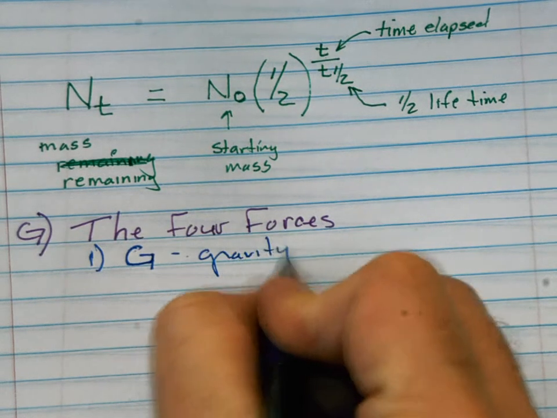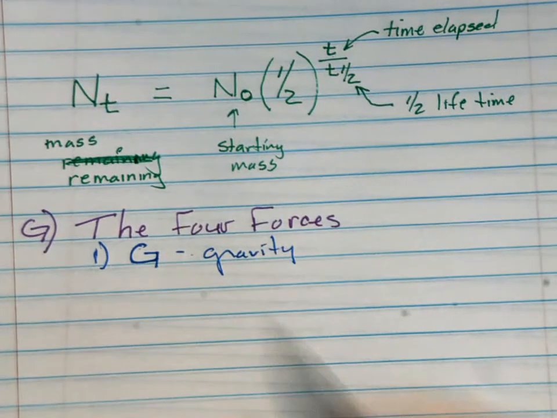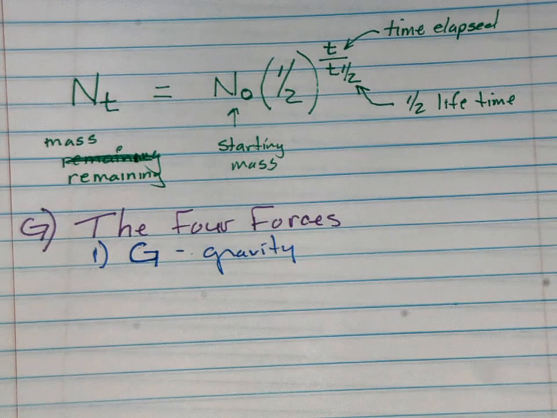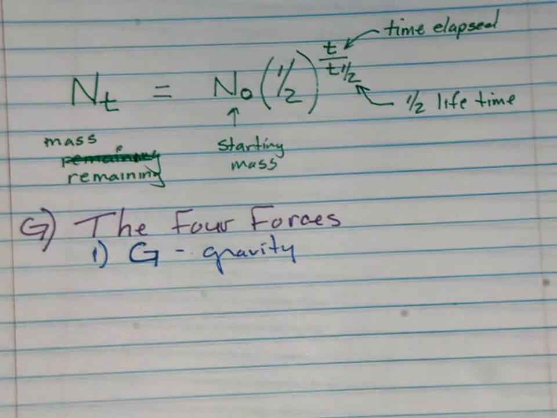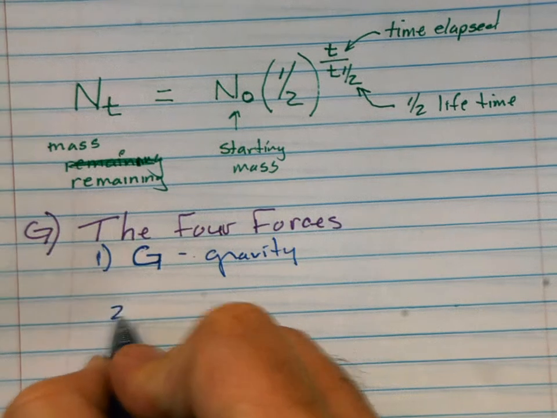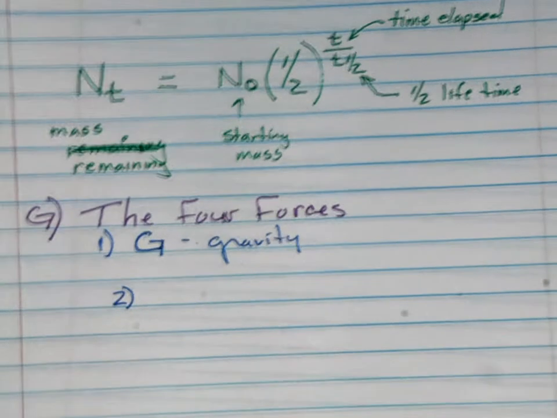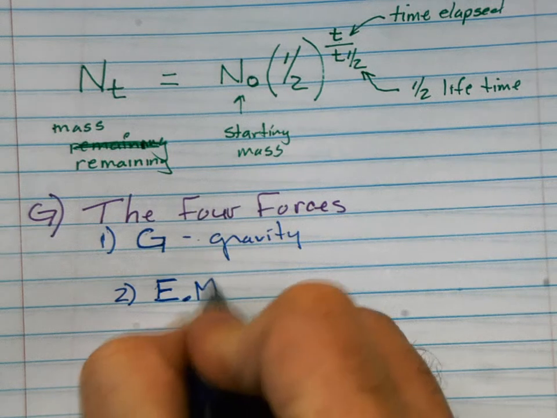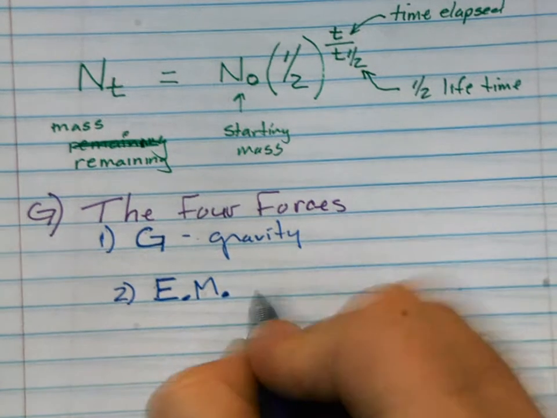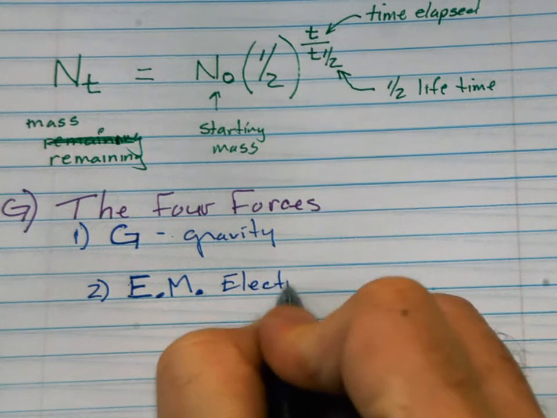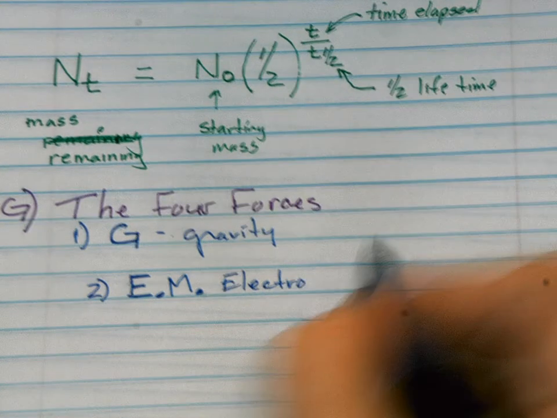In physics, you'll talk about that more, but gravity is just the attraction. Objects are attracted to each other based upon their mass. They warp and bend space. I'm not going to get into that here, but gravity is the first of the forces. Number 2, the second force, I'm going to abbreviate EM, electromagnetism. So let's write that out: electro, and then magnetism.